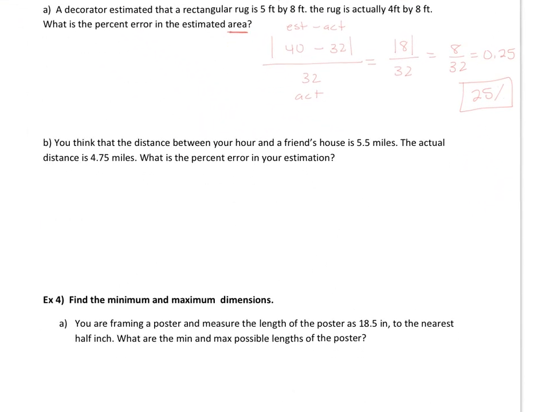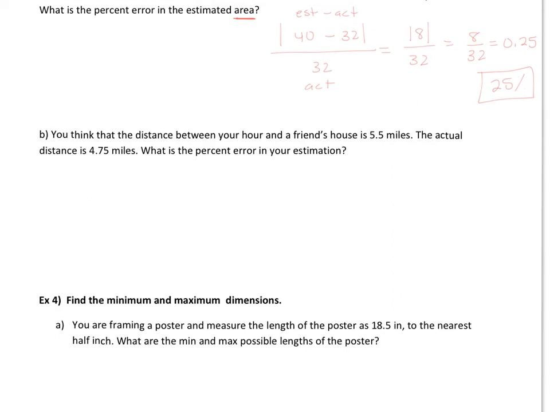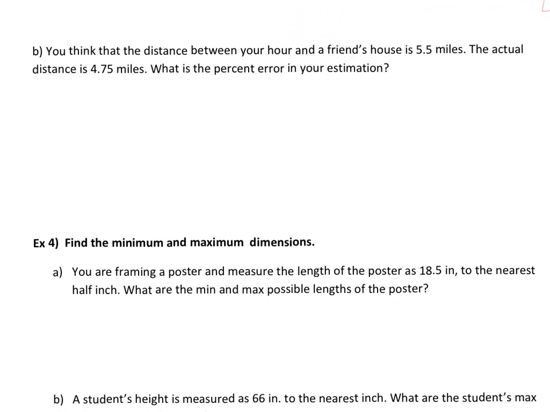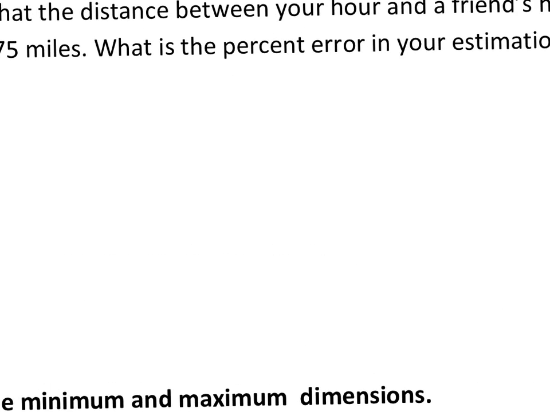Okay, you think that the distance between your house and a friend's house is 5.5 miles. The actual distance is 4.7 miles. What was the percent error in your estimation? Okay. So again, let's kind of zoom in here.